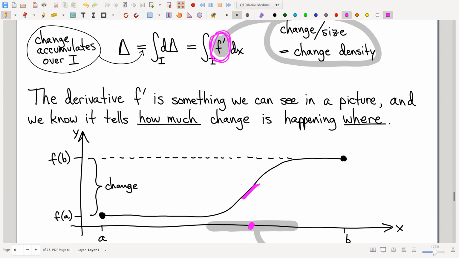So when I say how much change is happening at a point, we mean what is the change per unit size? What is the density? So the derivative tells me there's a lot of change happening near that point, and quite a bit less, but still some, change happening at this point. The value of that density tells me what I can comfortably see from the picture here: there's less change happening at that point, more change happening at that point. And by the way, zero change happening at that point.